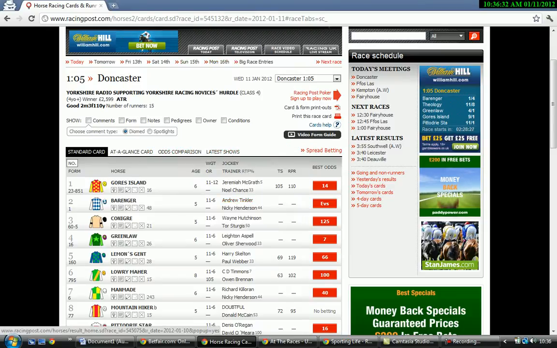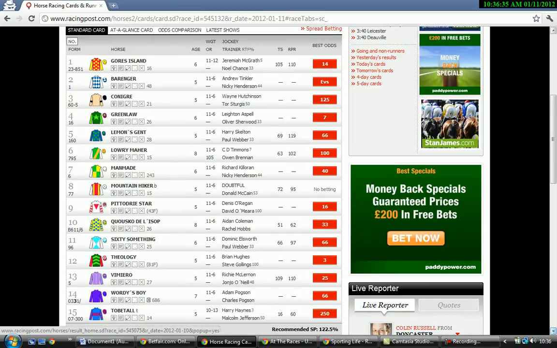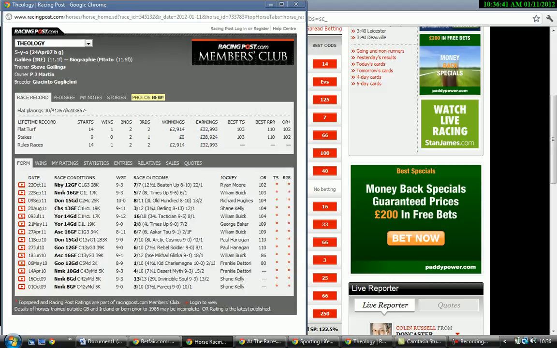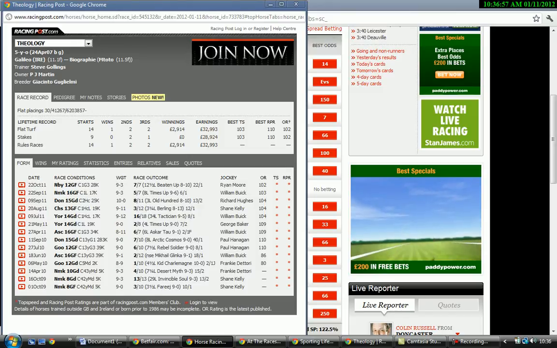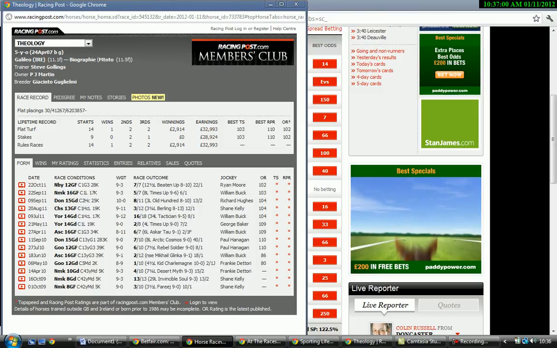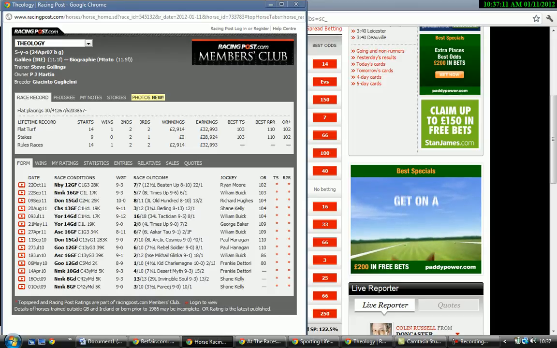I think I know the reason why this selection is short, and that's something to do with this horse here, Theology. I tried to ring Mr. Collins, but his phone wasn't on. When I was looking at the Racing Post earlier, it said the going was good to soft, but now it's turned to good. If you look at this horse's form, good to firm, good to firm, good to firm. You'll see that he's never run on soft ground.